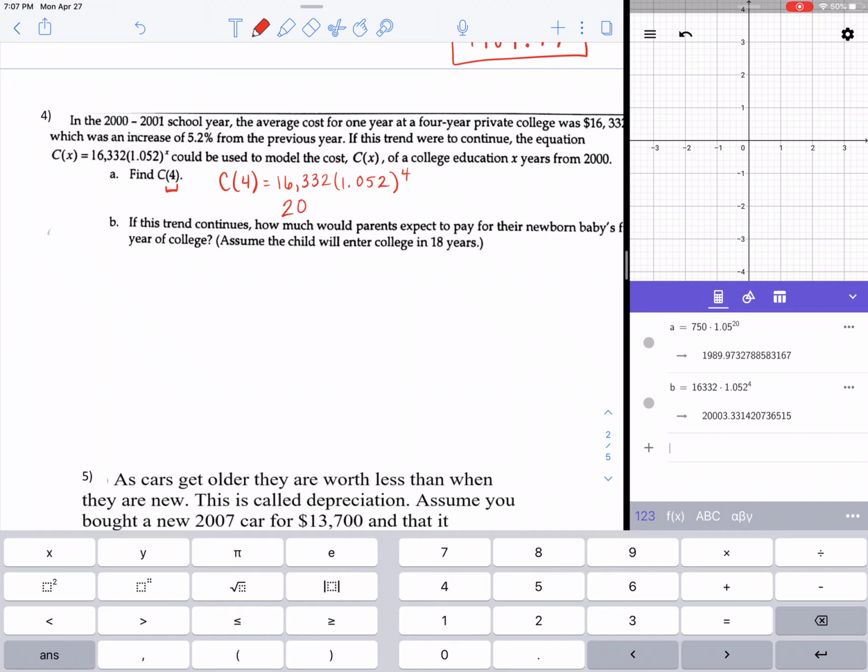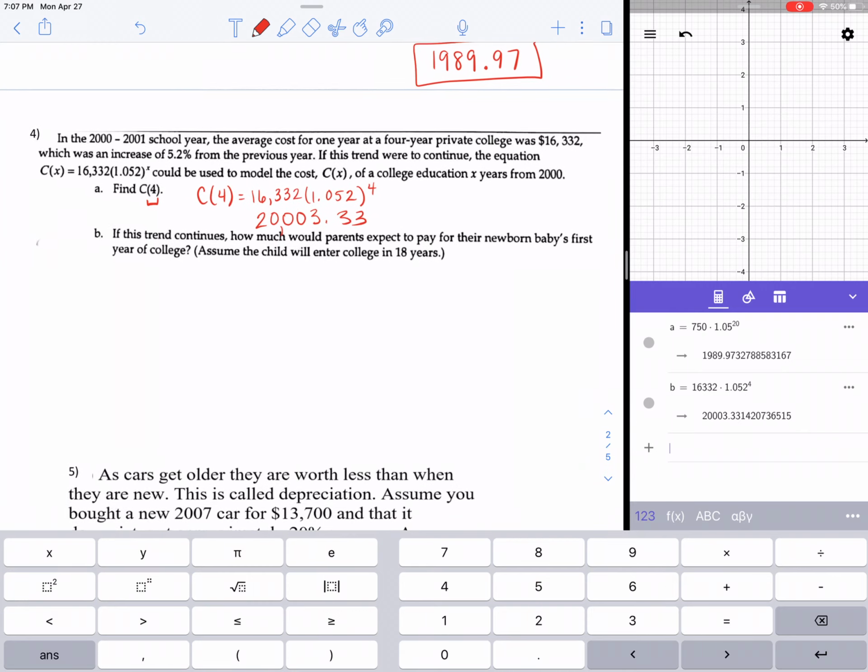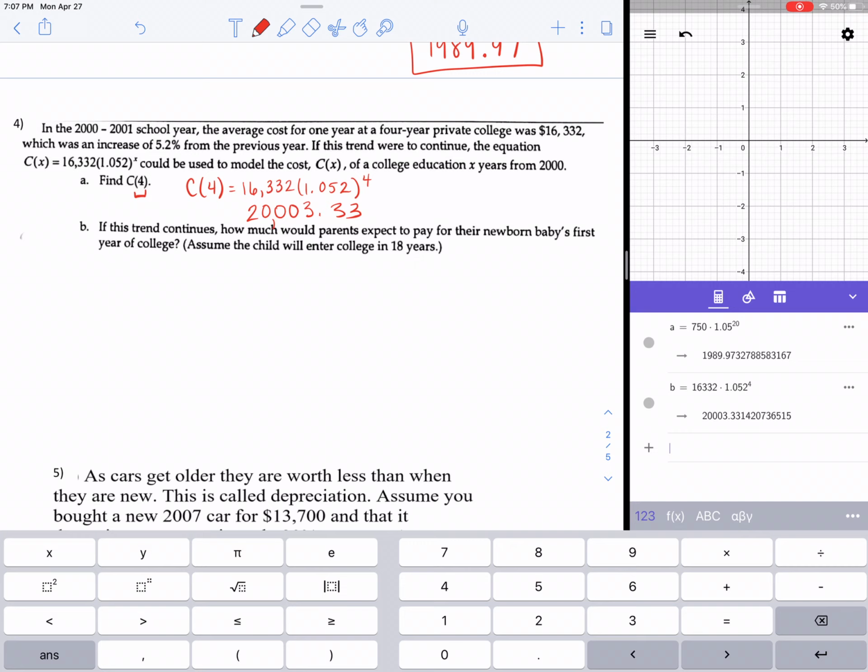$20,003.33. If this trend continues, how much would parents expect to pay for their newborn baby's first year of college? Assume that you go to college in 18 years. So you would have to find C of 18.